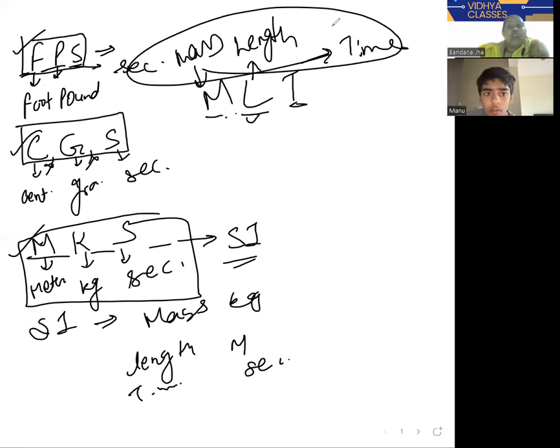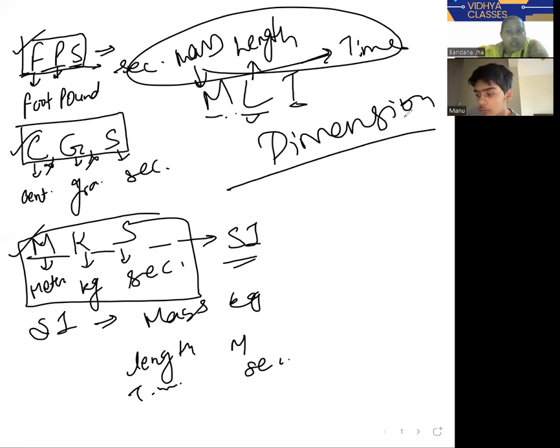So this is for the dimension. Whose SI units are what? Mass SI unit is kg, length SI unit is meter, and time SI unit is second. Correct? Okay. So this is the dimension.